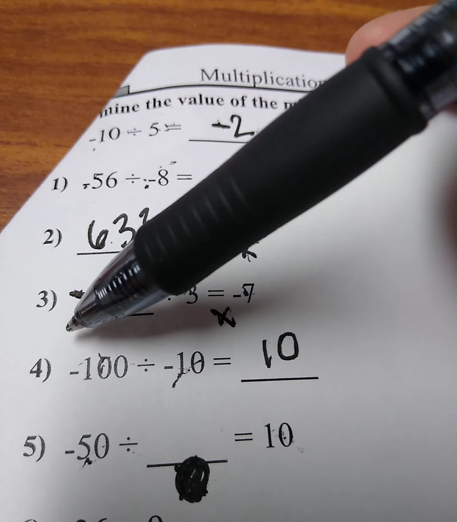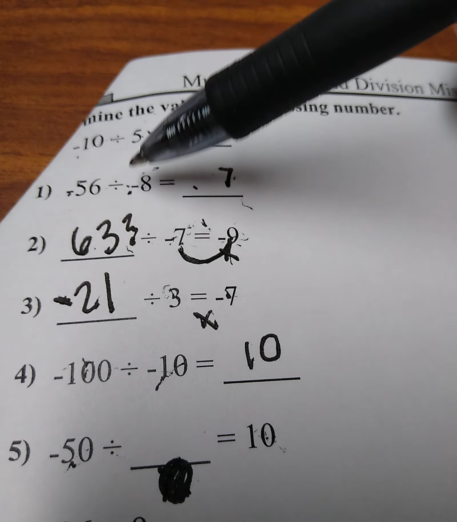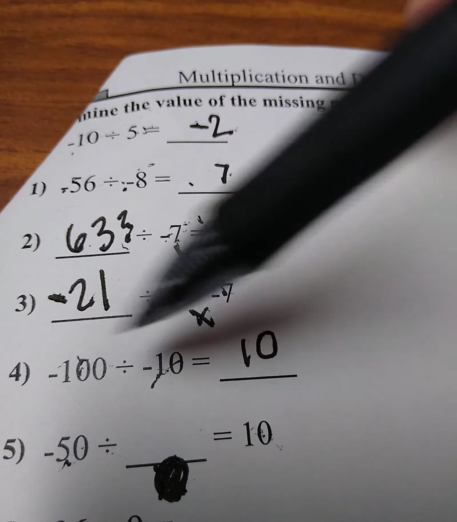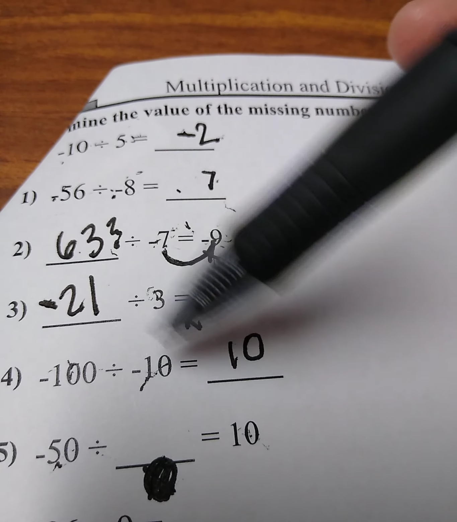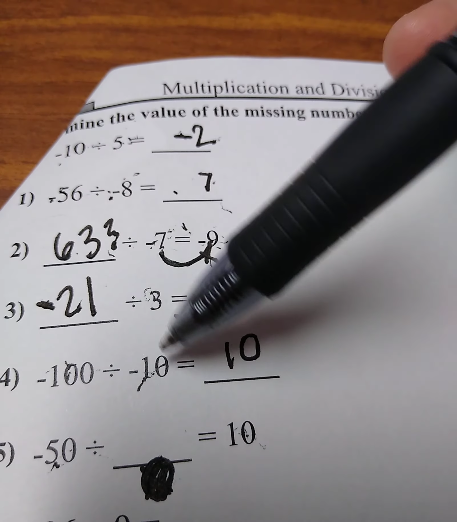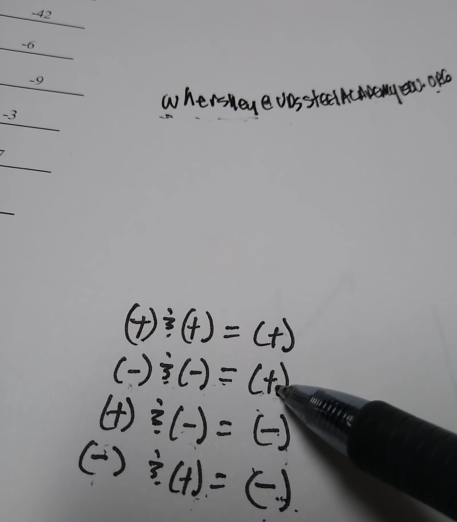Now, number 4 is the same as what we did in the example and number 1, okay? Just dividing. How many groups of 10 can you make out of 100? Okay, it's 10, and you have a negative and a negative. So we know from our code, negative and a negative equals a positive. So the answer is 10.